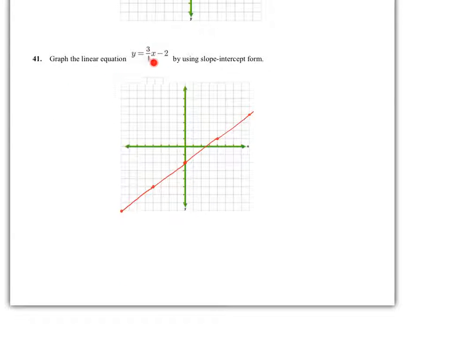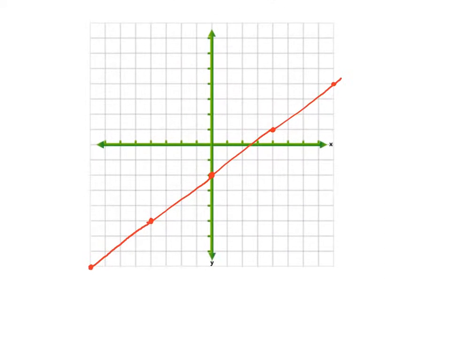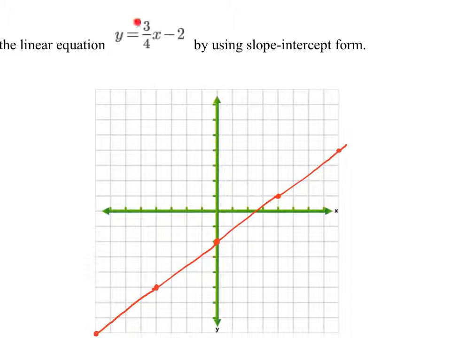To graph using slope-intercept form, the first thing that you graph is the y-intercept, which in this case is negative 2. So that means the line's going to cross the y-axis down 2 spaces, and you put a point there. And then you go where the rise and the run tell you to go. Remember that the slope, which in this case is 3/4, if I match it up with rise over run.